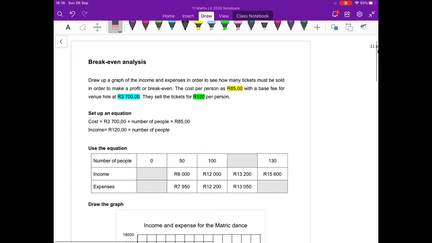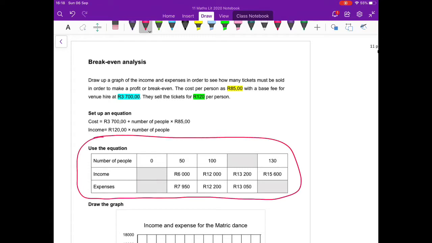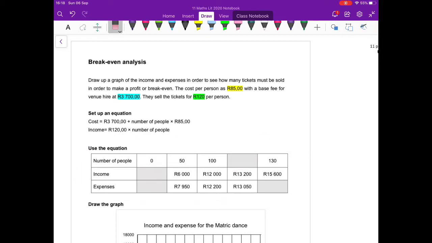Some people find it easier to find the pattern, so they like to fill in the table first. And if you can fill in that table, you know exactly what the equations are. You just have to be able to write it in a mathematical form. So let's have a look at the question.